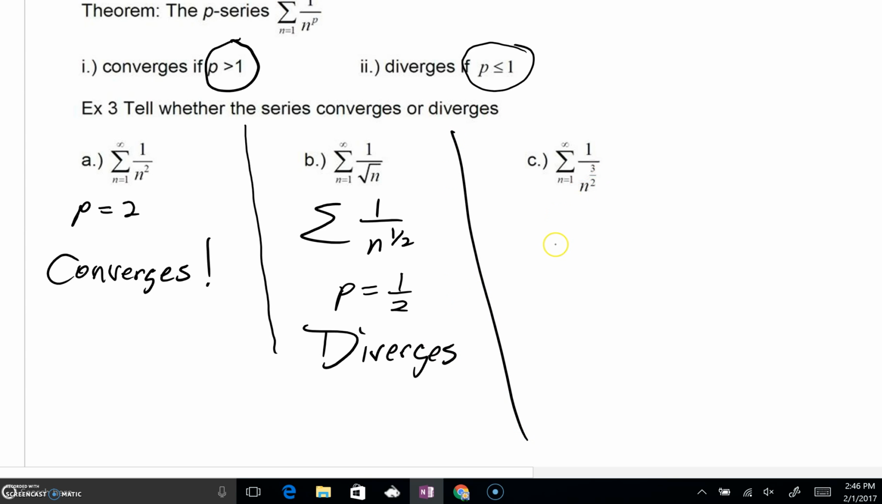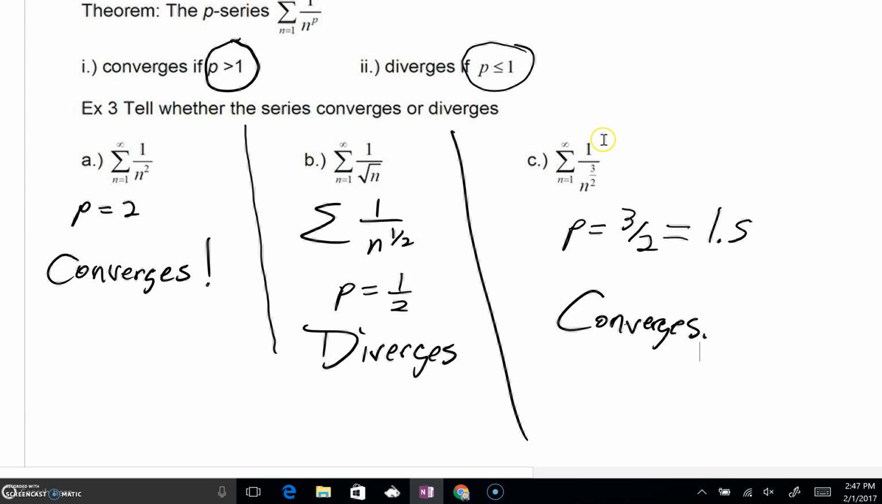Last, you could say, well, wait a minute, your power isn't a whole number. Your power is 3/2. You could also write it as 1.5 if you'd like. That's going to be converging. Why? Because if your power is bigger than 1, you converge. End of story.